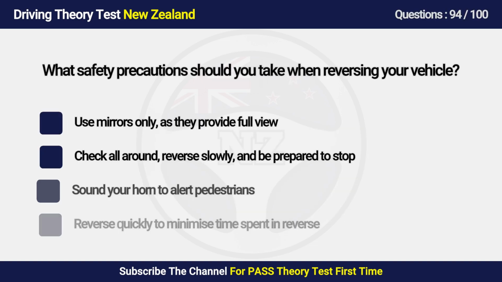Question 94. What safety precautions should you take when reversing your vehicle? A. Use mirrors only as they provide full view. B. Check all around, reverse slowly and be prepared to stop. C. Sound your horn to alert pedestrians. D. Reverse quickly to minimize time spent in reverse.